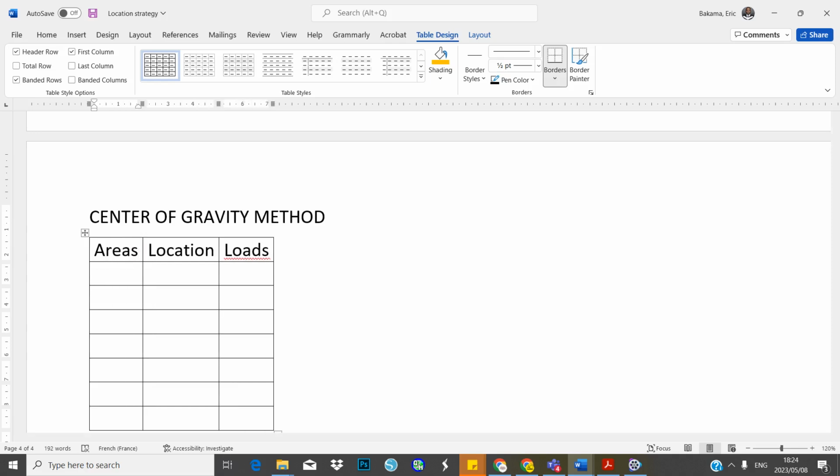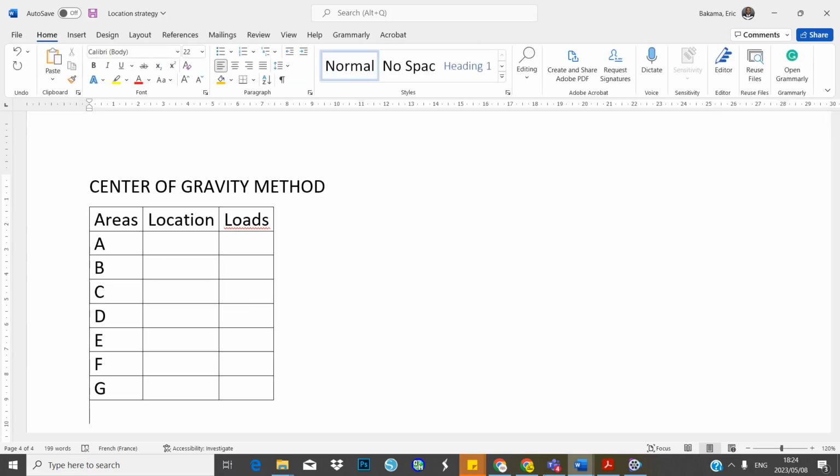Then here we have locations A, B, C, D, E, F, then we also have G. Then in terms of location, we have 5 and 10.